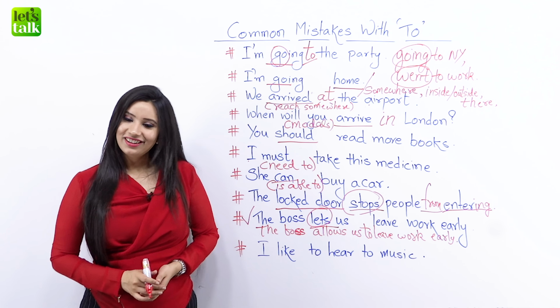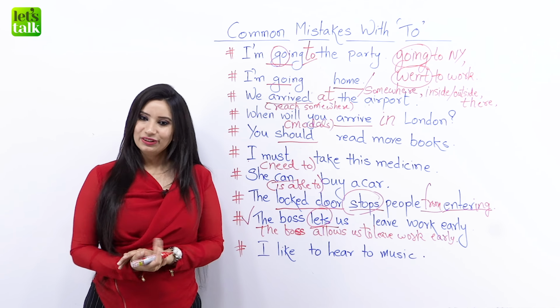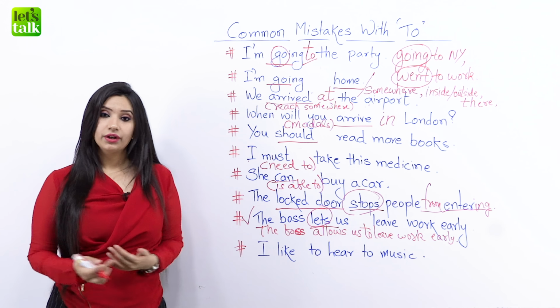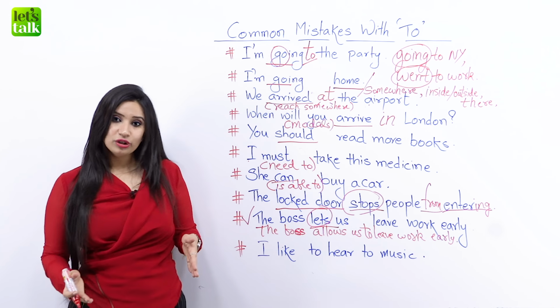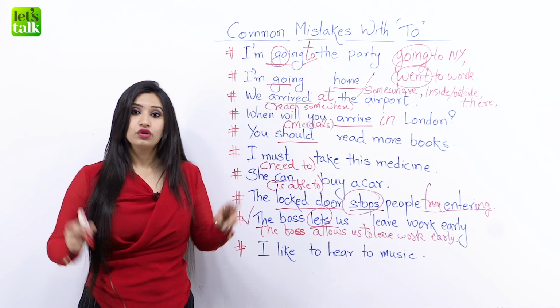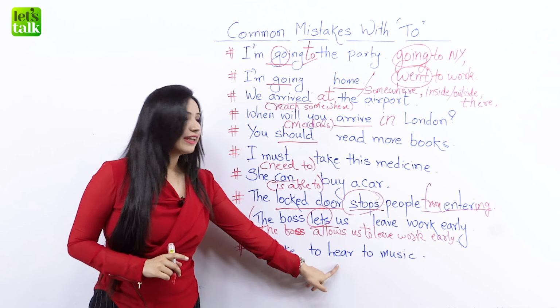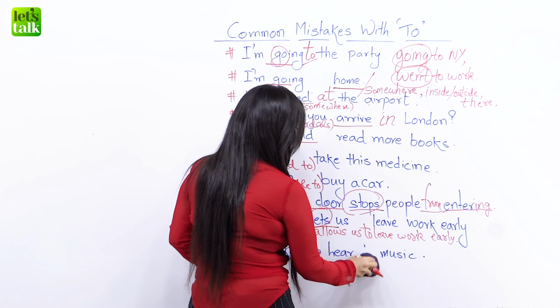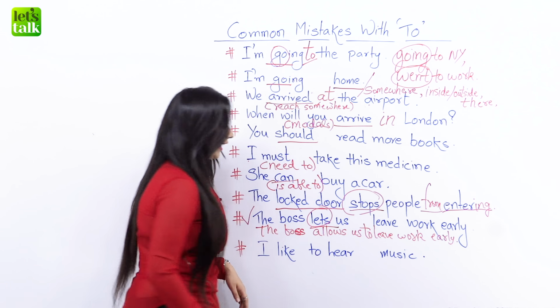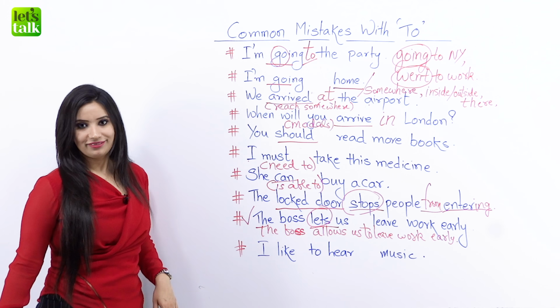Okay, now with this, we look at the last sentence for the day, which is, I like to hear to music. So, of course, if you're a beginner level speaker or if you've just started speaking English, then you might think this is okay. But the catch here is that we don't use to with hear, okay? So the correct sentence would be, I like to hear music, okay?